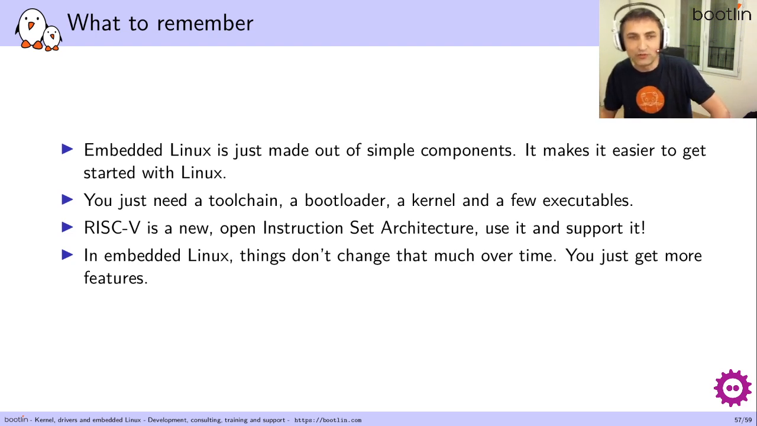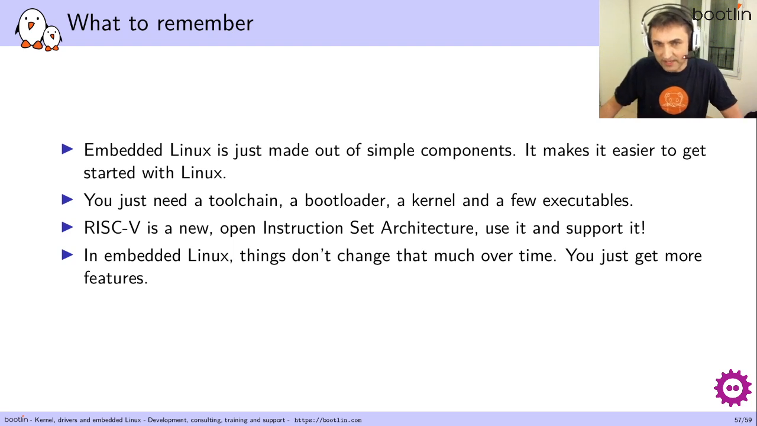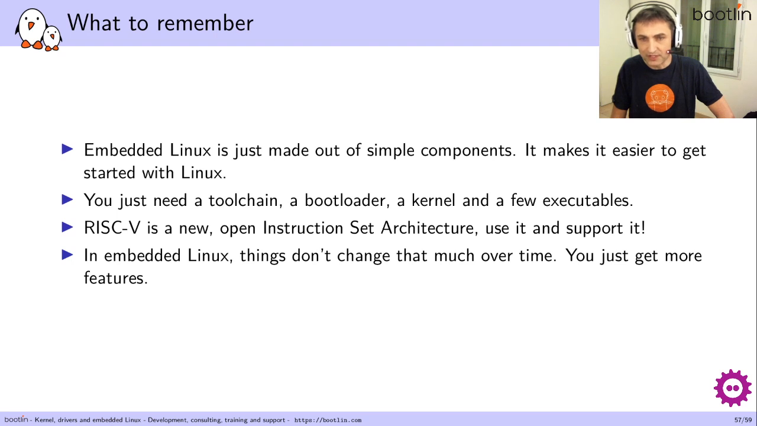So what to remember: embedded Linux is just made out of simple components. This makes it easier to get started with Linux. You just need a toolchain, a bootloader, a kernel, and a few executables, and you're good to go, right? RISC-V is a new open instruction set architecture. We invite you to use it and support it. And another thing is, in embedded Linux, things don't change that much over time. You just get more commands, more features, but what you learned in the past is still valid. That's nice.